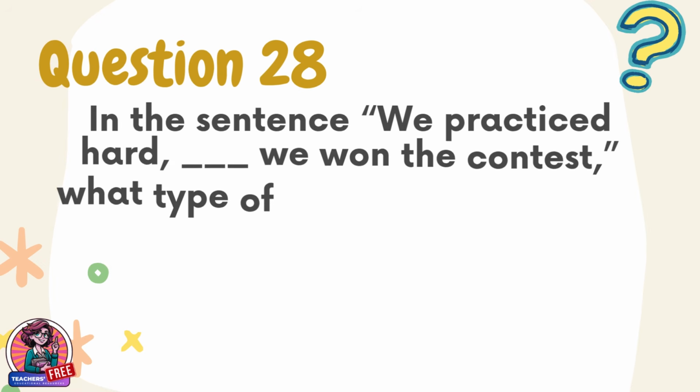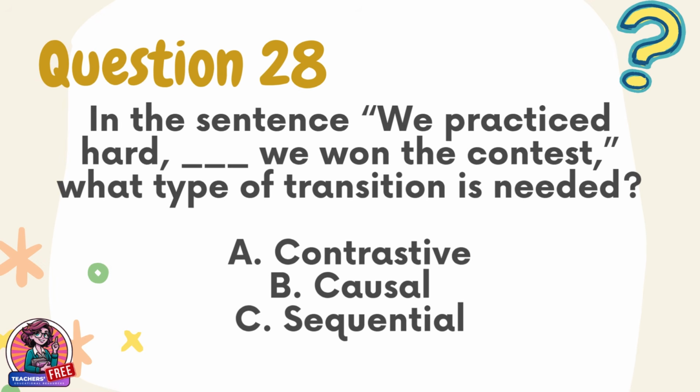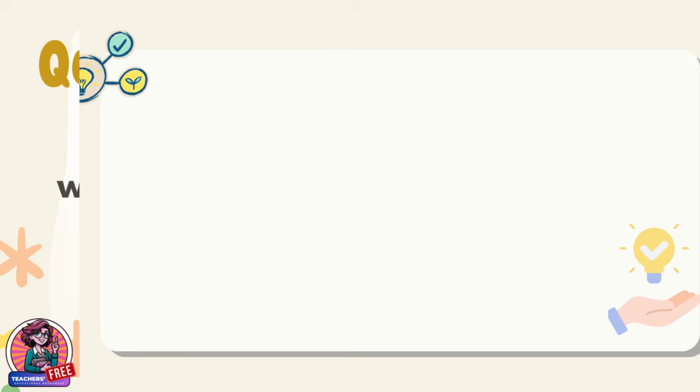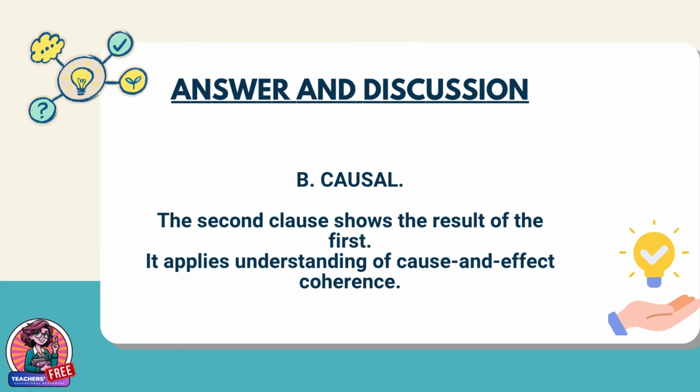Question 28. In the sentence "We practiced hard, blank we won the contest," what type of transition is needed? A. Contrastive. B. Causal. C. Sequential. Answer. B. Causal. The second clause shows the result of the first. It applies understanding of cause and effect coherence.